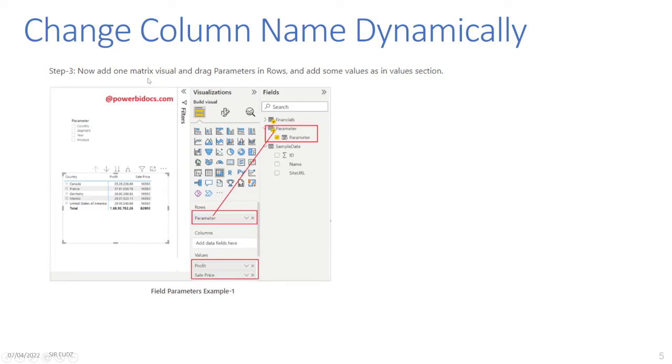Now add one matrix visual, drag the parameter into rows, and add some values in the values section. So we have here the parameter in the rows, and for values, we have profit and sales. Initially we have here the country.